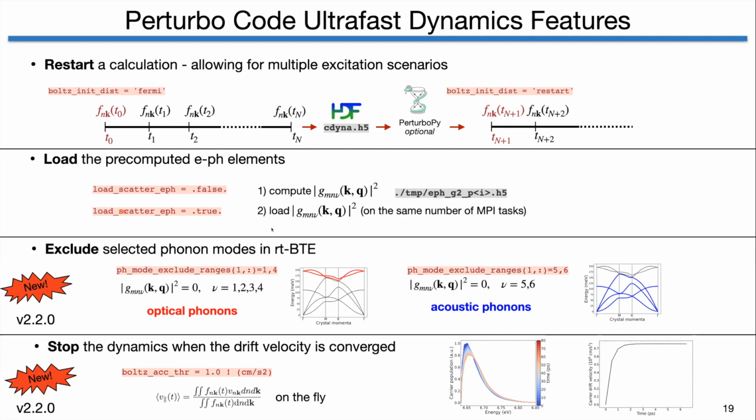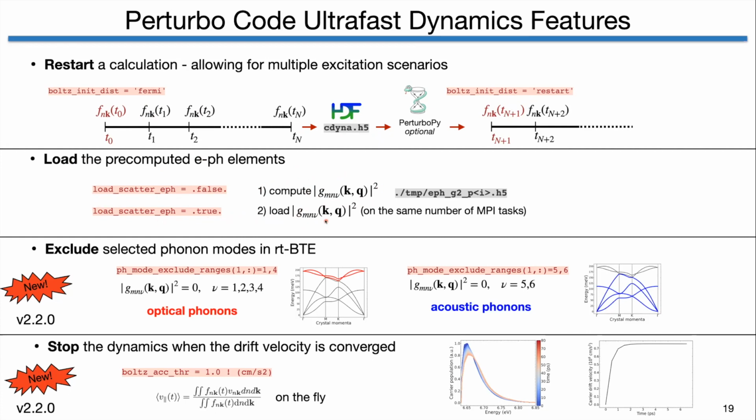Second, as I was mentioning during the parallelization discussion, you can first compute these electron-phonon matrix elements on very dense grids. Since this step is very computationally demanding, you can load these elements later for your next time steps, or even after the restart. So first you would need to set the load scatter parameter to false, and then set it to true to read these elements.